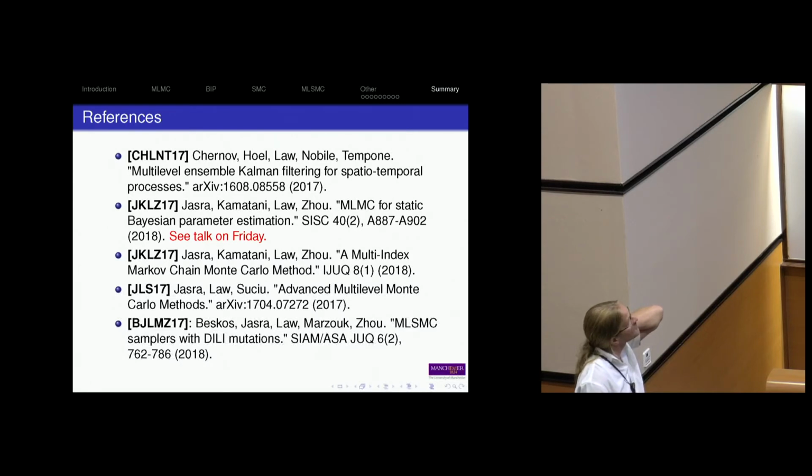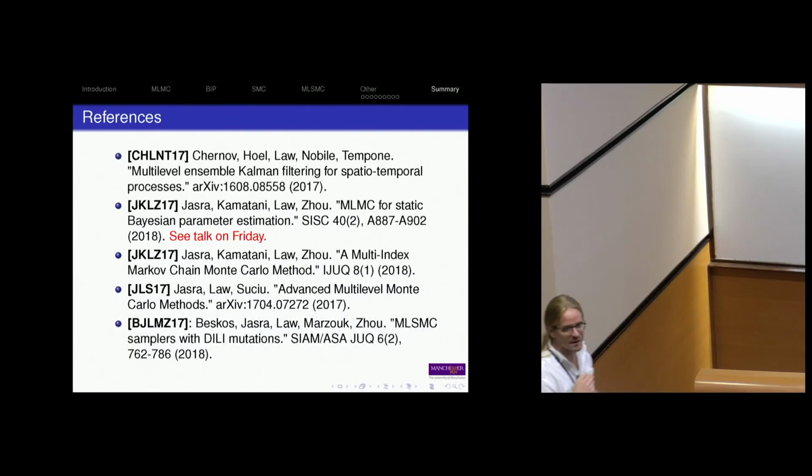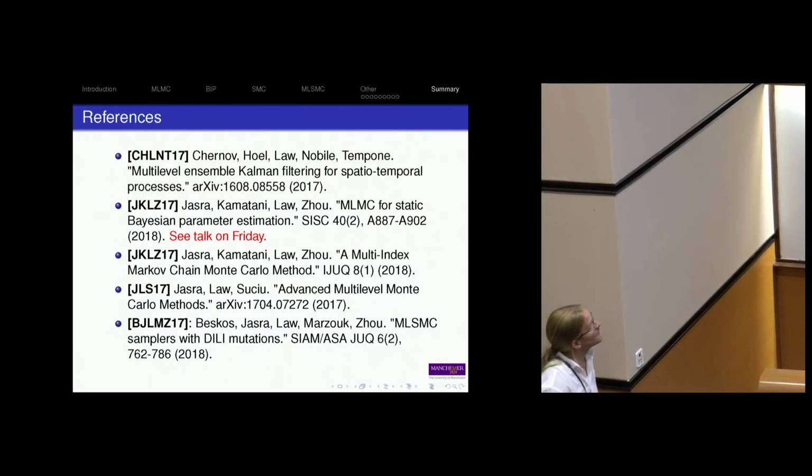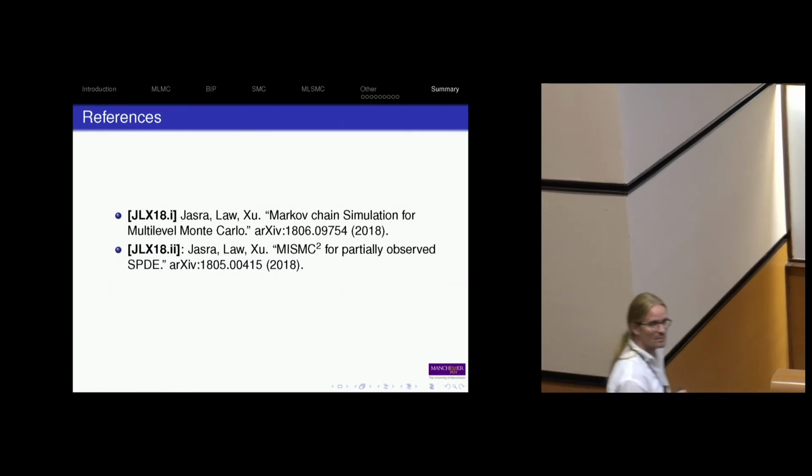Here we tried to summarize most of the stuff that I talked about here, actually. This is a review paper, it's only on the archive at the moment, but I think we've done quite a good job of condensing that all down into a concise single paper with Karina Susio. This is this MLSMC samplers with Dilley mutations paper, which is now also published. And these are the two recent papers with Linda, which are both available on the archive but not published.